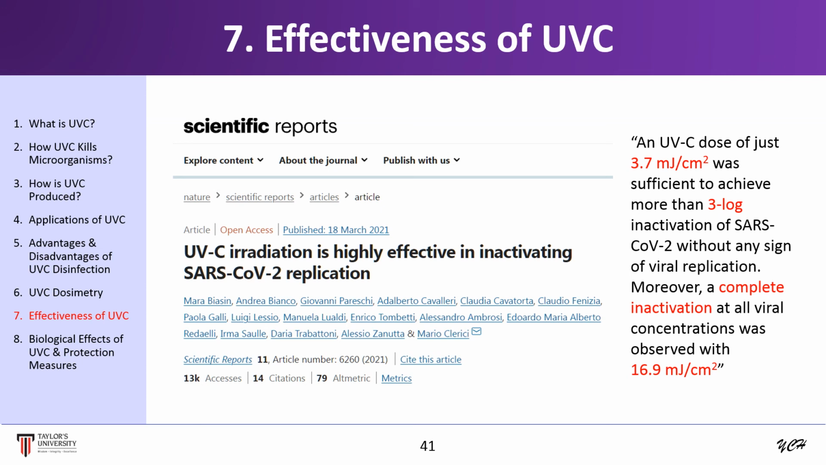This is another very popular paper in Scientific Reports. UVC irradiation is highly effective in inactivating SARS-CoV-2 replication, published early this year. The paper summarized that a UVC dose of just 3.7 mJ per cm square was sufficient to achieve more than 3 log inactivation of SARS-CoV-2 without any sign of viral replication. Moreover, a complete inactivation at all viral concentrations was observed with 16.9 mJ per cm square.